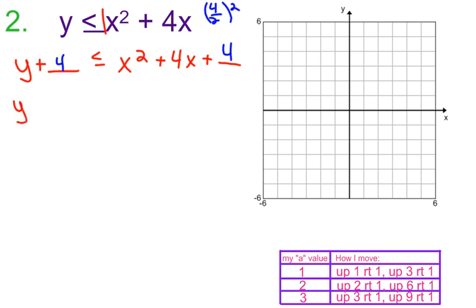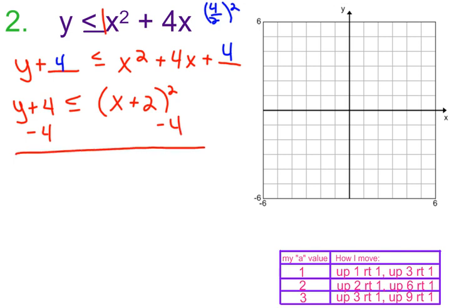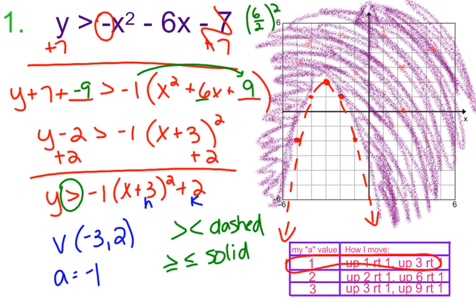So I have y plus 4 is less than or equal to x squared plus 4x plus 4, or factored, it would be factors of 4 that add together to make 4, x plus 2 quantity squared. So now I subtract 4 from both sides, and I get y is less than or equal to x plus 2 quantity squared minus 4. So just like in the last one, when I get to this point, I'm going to try to name my vertex and my a value.